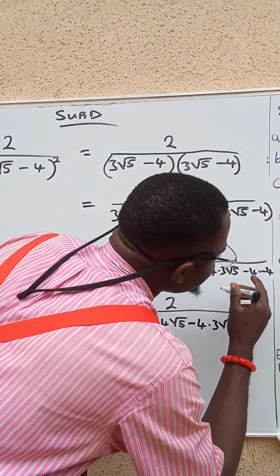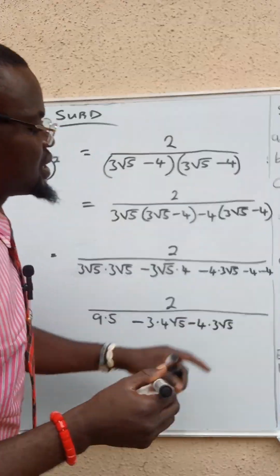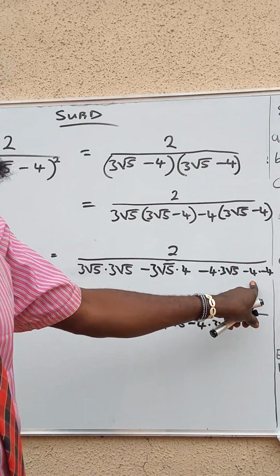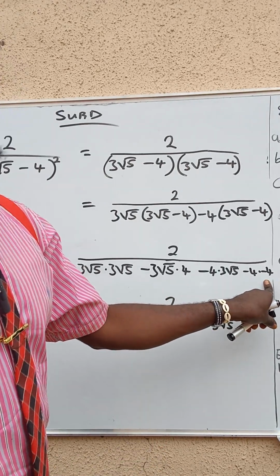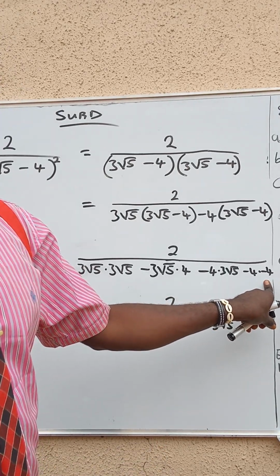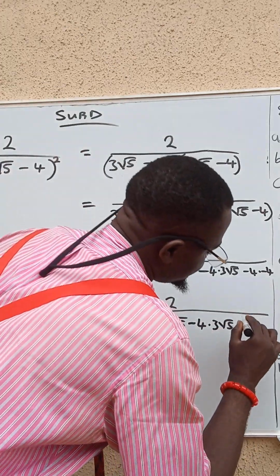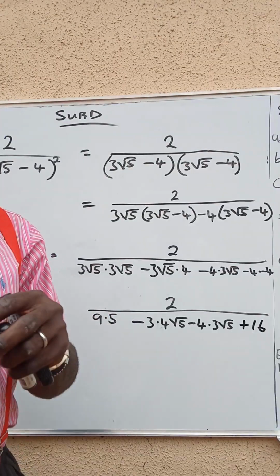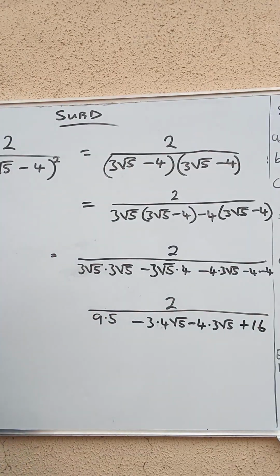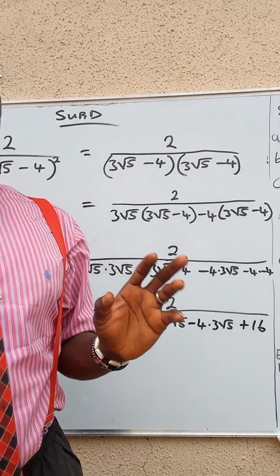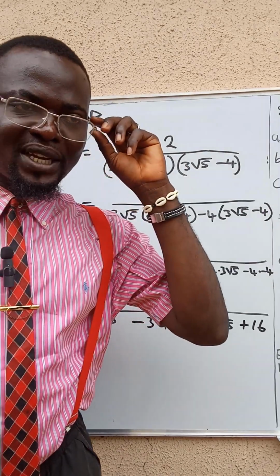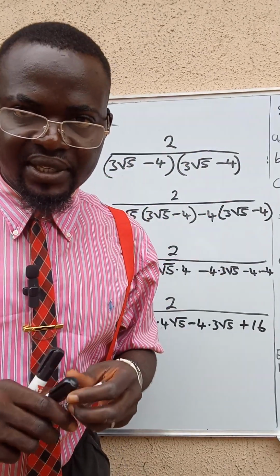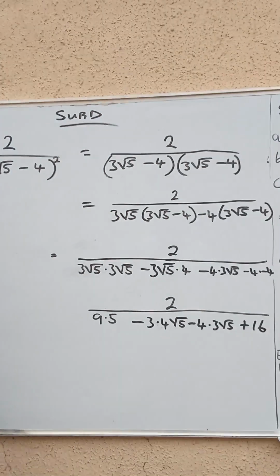Then this one is what? Minus 4 dot minus 4. And minus times minus is what? Plus. So you have what? Plus 16. I know that some of you are just saying, I know it. But don't talk close to my video so that your voice will not enter. Good.